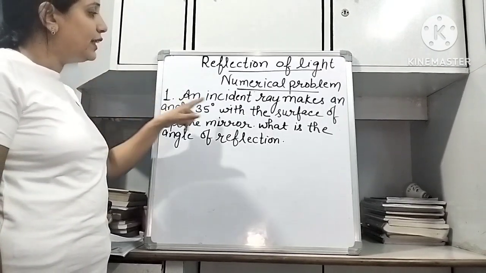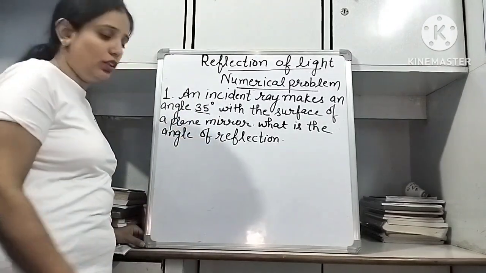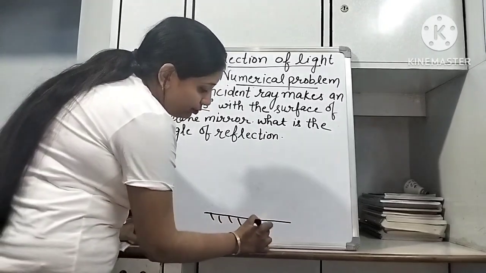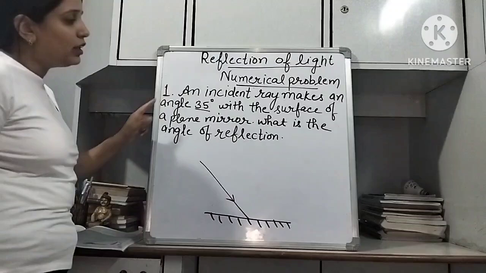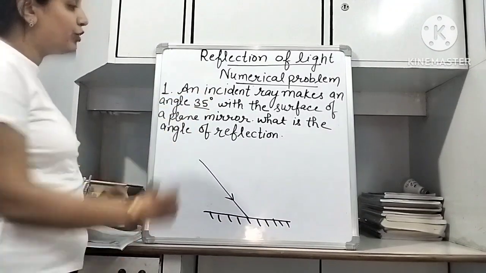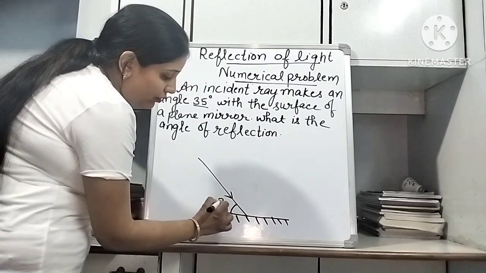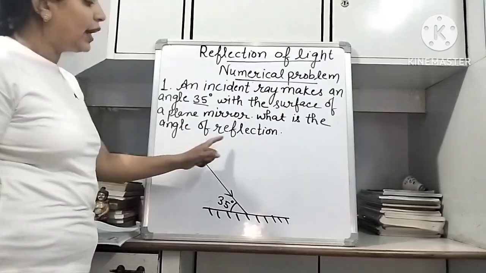First numerical: an incident ray makes an angle of 35° with the surface of the mirror. Firstly, you will draw the diagram. This is a plane mirror. This is the incident ray. The numerical says the incident ray makes an angle of 35° with the surface of the mirror, so this angle is 35°. And we have to calculate the angle of reflection.